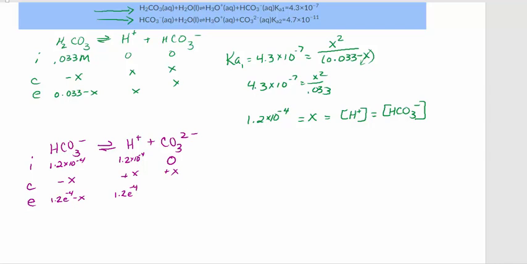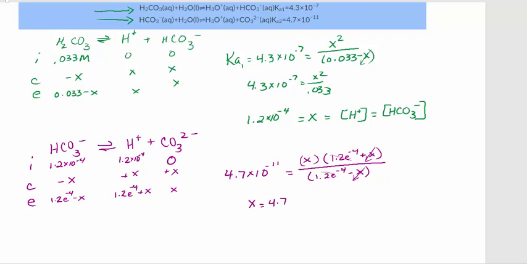I'm using the second Ka. Ka2 is 4.7 times 10 to the negative 11, and that's going to be equal to my equilibrium concentrations. Because my initial concentration here is more than 1,000 times different than my Ka, I am reasonably sure I can simplify this. When I simplify this, these factors cancel out, and my x value is equal to 4.7 times 10 to the negative 11 capital M molarity.